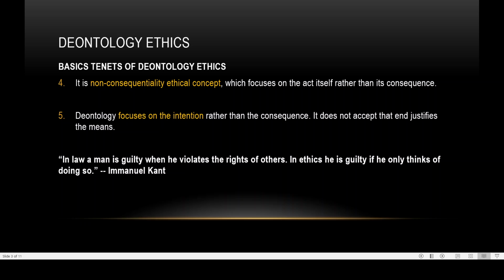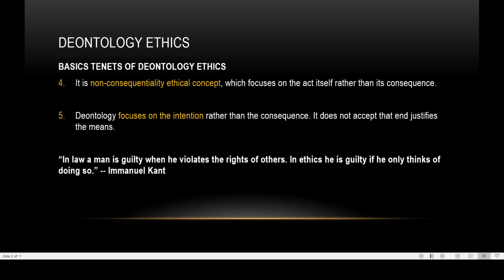Next, what are the other principles? Deontology focuses on the act itself rather than consequences. Next, it focuses on the intention rather than consequence. It is exactly opposite to consequential ethics. Consequential ethics, or teleological ethics, focuses on the consequences, the end result, whereas deontology focuses on the means, on intention.